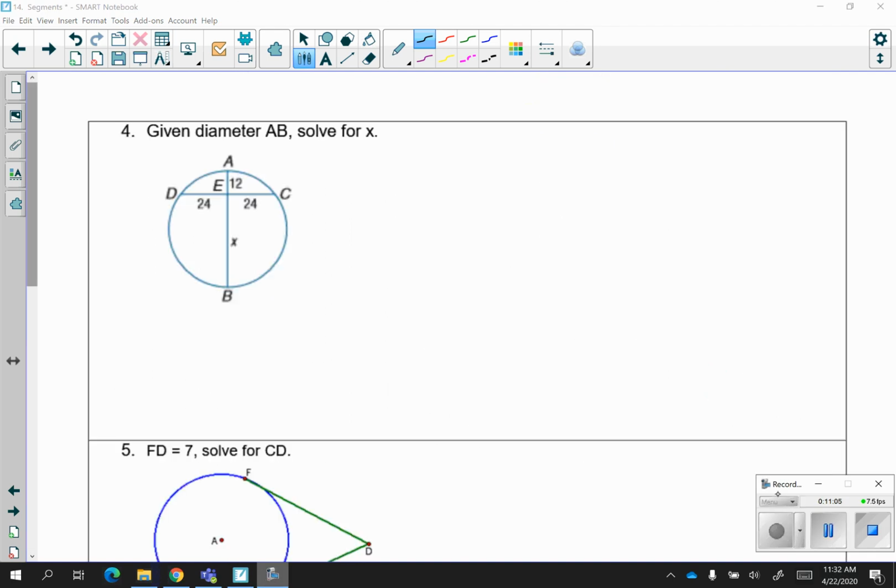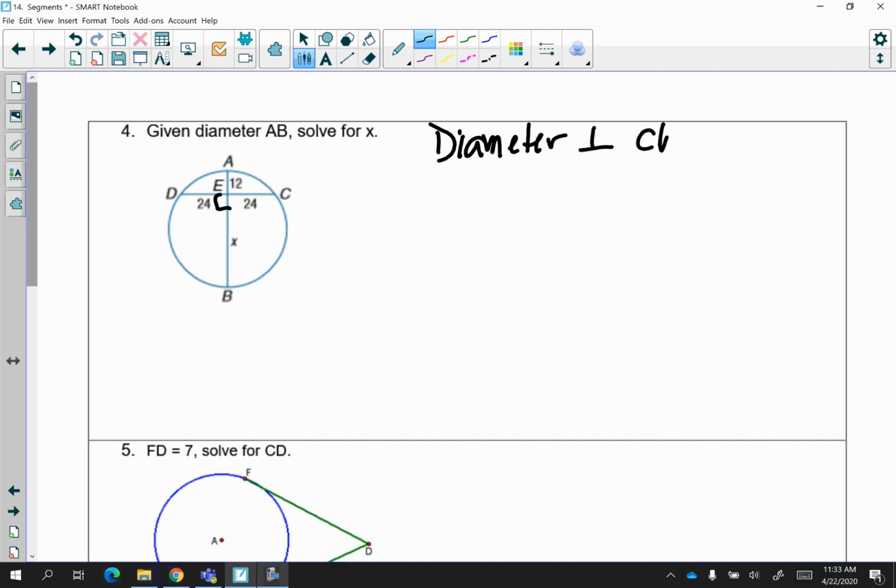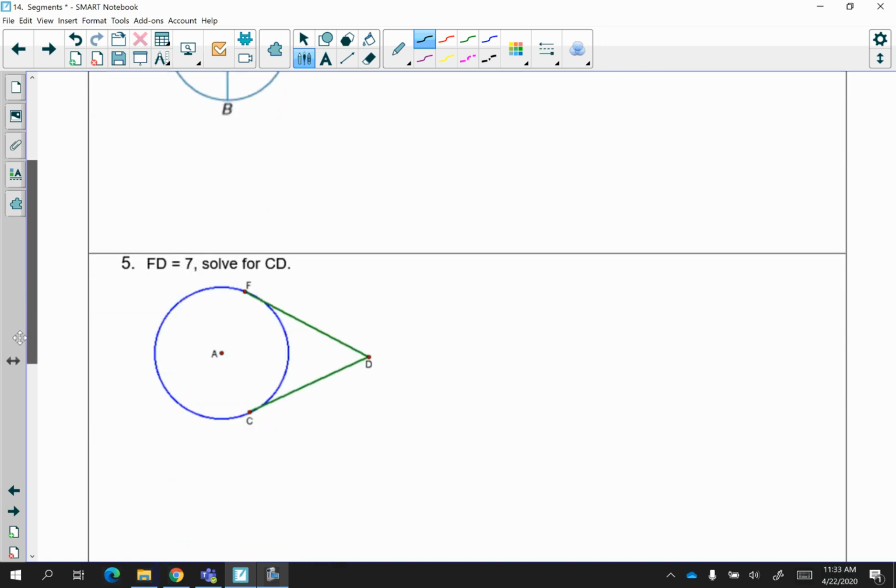Let's take a look at the next 3 problems, decide what type of problems they are, then you're going to pause the video and try the problems on your own. It says, given diameter AB, solve for x. So we know this is a diameter, this is a chord, and I am going to put in that little right angle symbol there so that you know that it is a diameter perpendicular to a chord. So let's write that down. Remember, it's just like 2 chords. Let's look at the next one.